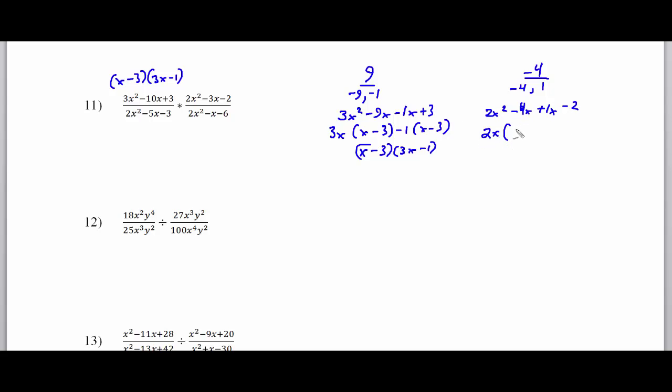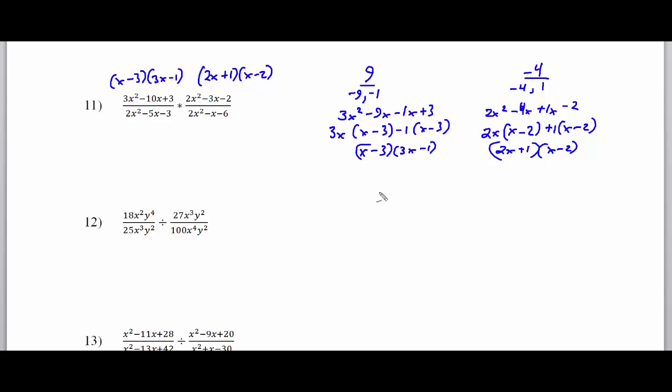2x factored out of the first 2 terms gives me x minus 2. And then if I factor a 1 out of this part, I get an x minus 2. So this is going to be 2x plus 1 and an x minus 2. Okay, so 2x plus 1 and x minus 2.